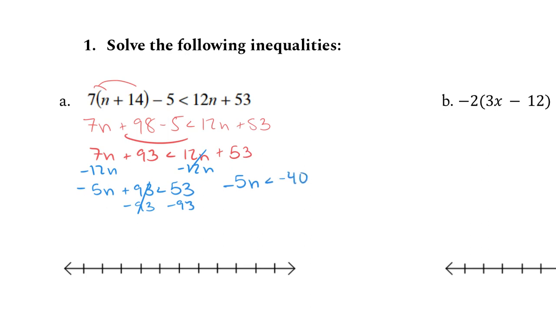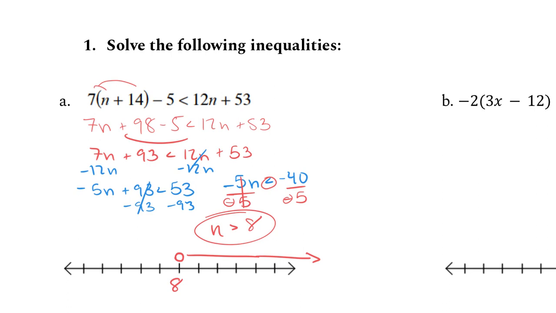So then lastly, let's just divide by negative 5. And the big thing to remember, if you don't remember this, we're going to get all our problems wrong. When you divide by a negative, you got to flip your sign. So n is greater than positive 8. Now this number line is not numbered, so I'm just going to put an 8 right here. To graph greater than, first of all, it's not also equal to, so we're going to do an open circle. Then we're going to go to the right. And that's all you have to do to graph that.